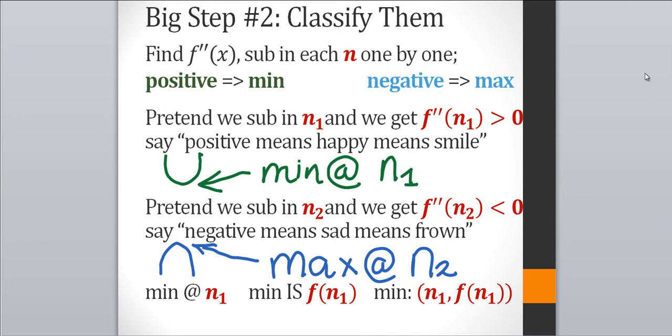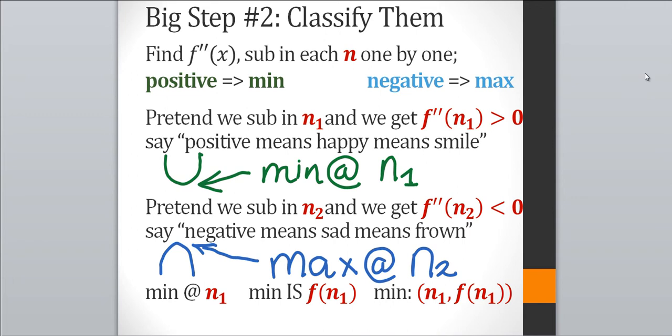And I know the minimum happens at x equal to n1. So how would I find the actual minimum then? You would sub that stationary point n1 into the function f, and you'll say the minimum is f of n1. What does that mean? It means that's the little answer you'll get. Get your calculator, sub n1 into f, and that answer is the minimum.